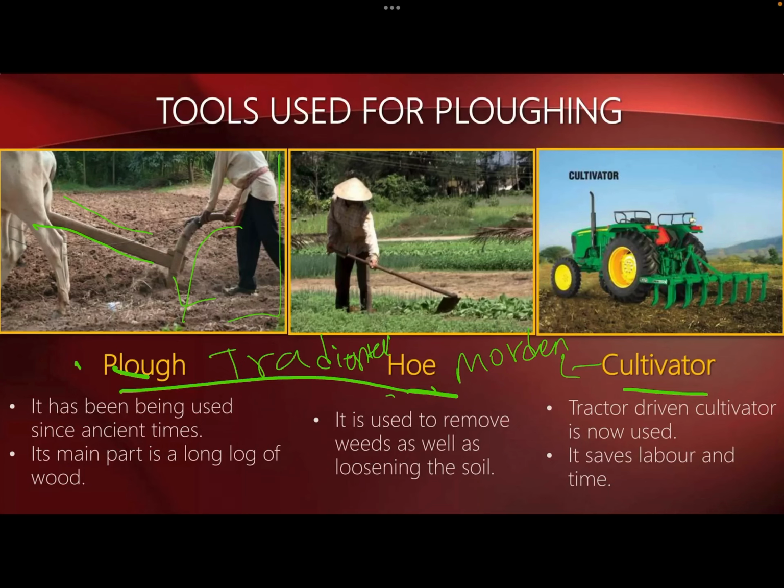And hoe is basically, there is no use of animals over here. A farmer or a laborer will do it by hand or manually. And this is a cultivator machine. So we can see over here, it is a tractor which is driven in the farms. It is used at many places. It saves labor and a good amount of time.